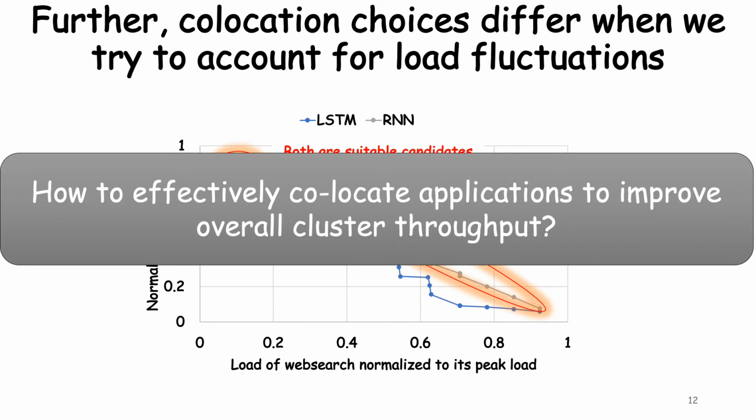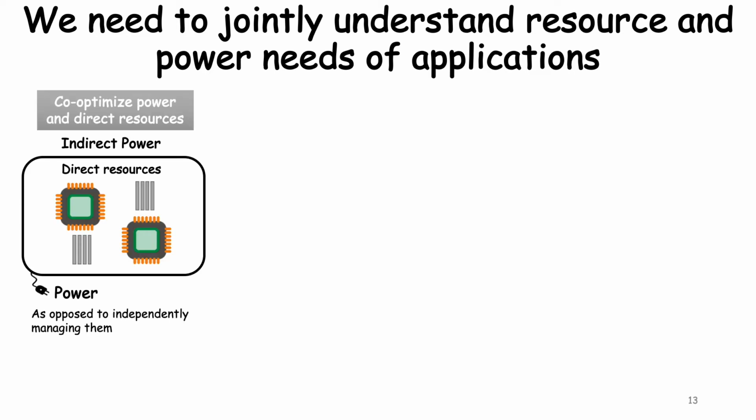So the question is how to effectively co-locate applications to improve overall cluster throughput. In order to identify effective co-locations, we need to jointly understand the resource and power needs of the applications. Towards that, we need to understand three aspects. As illustrated before, power is a limiting resource. Unlike other resources, power is an indirect resource in a server. It is consumed in all the direct resources like cores and cacheways. Therefore, we need to co-optimize power and other direct resources as opposed to independently managing them.